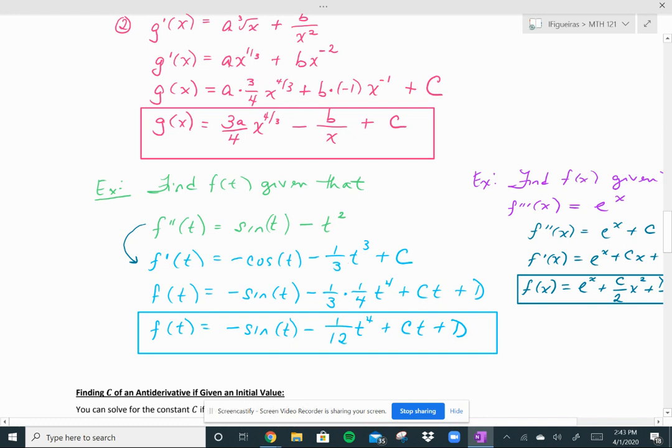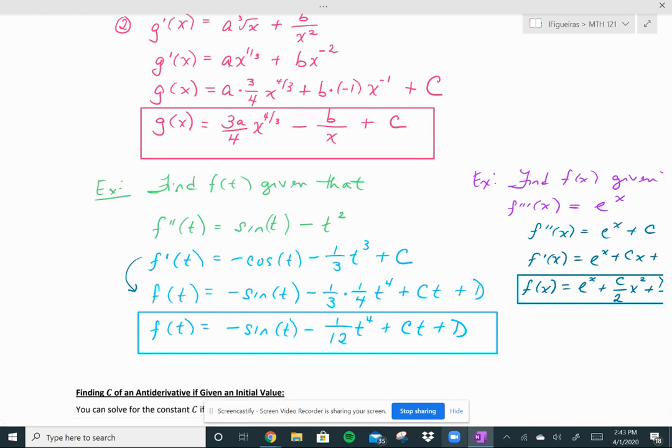Then you have to take the antiderivative of f prime to get f. The antiderivative of negative cosine of t is negative sine of t minus 1/3 times 1/4 t to the 4th. Remember, c is a constant, so the antiderivative of a constant, you just attach a variable to it, so we get ct. But then there's another constant because we've taken the antiderivative again. We want to distinguish one from the other, so I'm going to call it d.